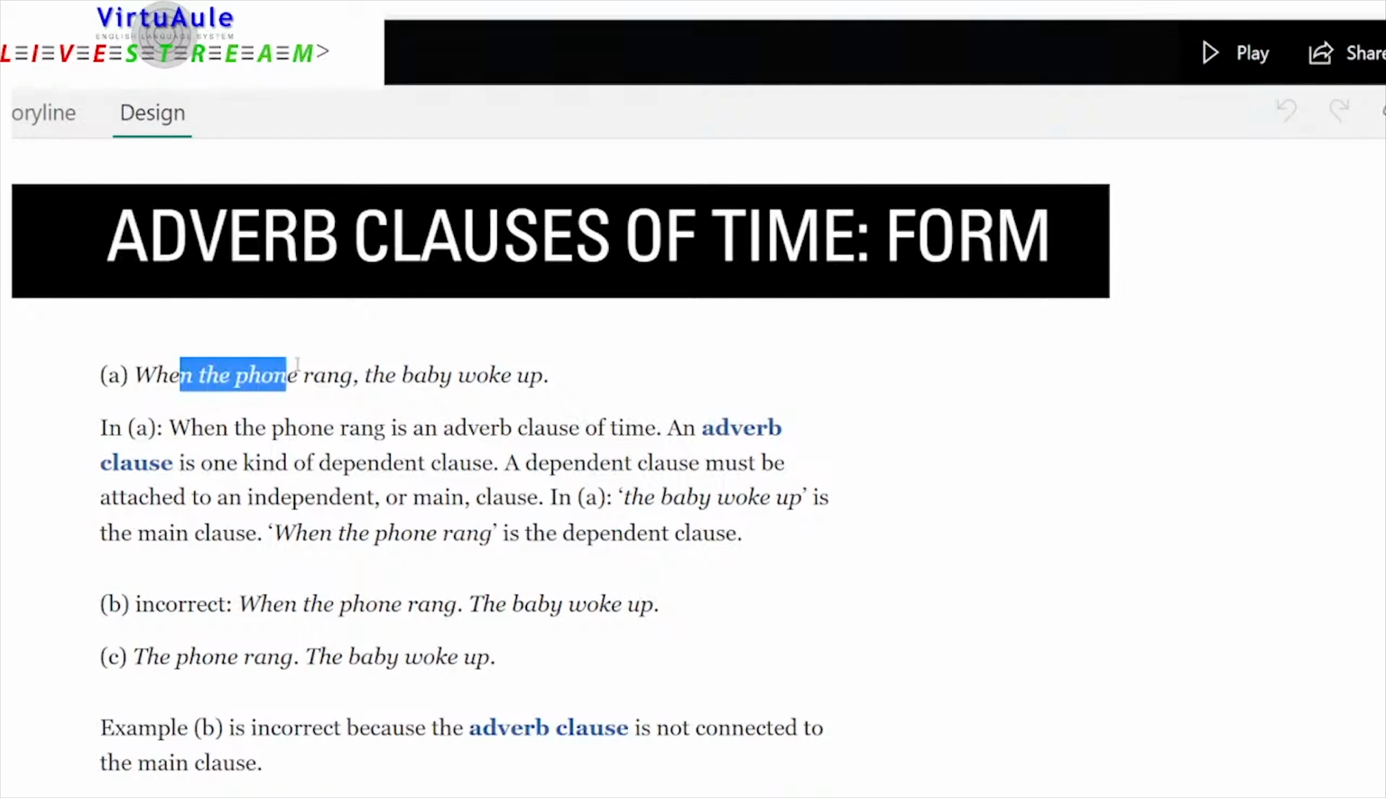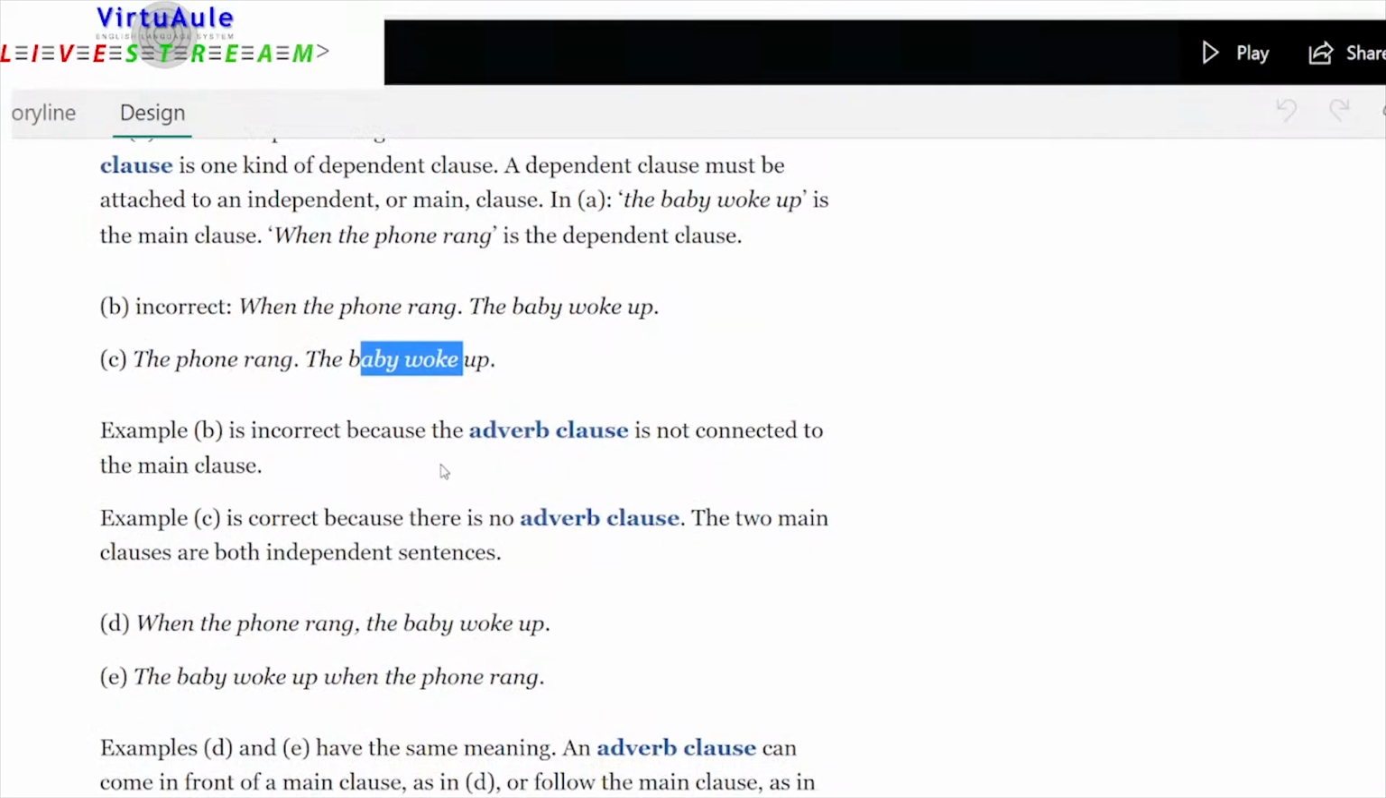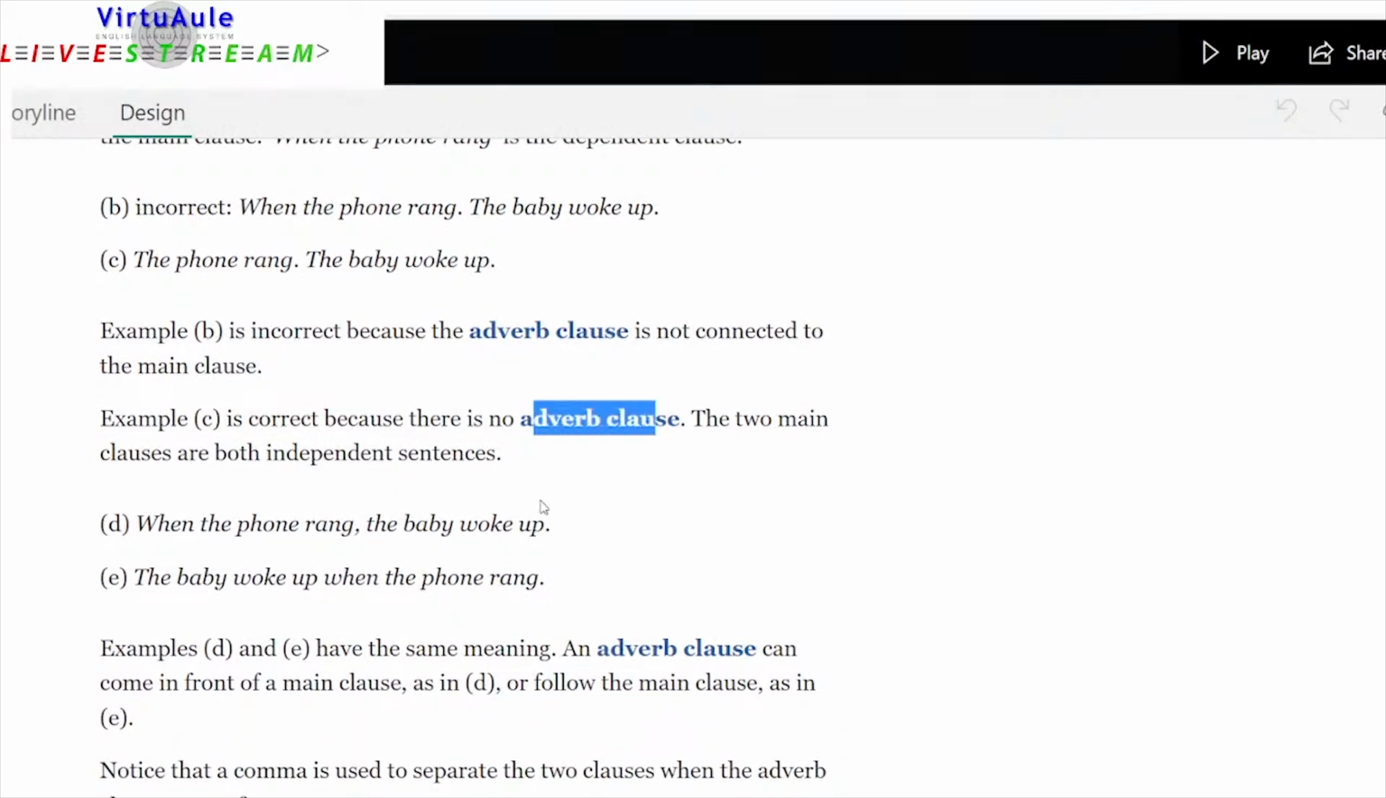But I can also construct a small clause, which is called an adverb clause. It's incorrect to say "when the phone rang, the baby woke up" as two separate sentences, because when keeps that part of the phrase in a situation of dependency. The phone rang, the baby woke up. Okay, this is also possible. B is incorrect because the adverb clause is not connected. In C, even though it's correct, there is no adverb clause. The two main clauses are both independent sentences.